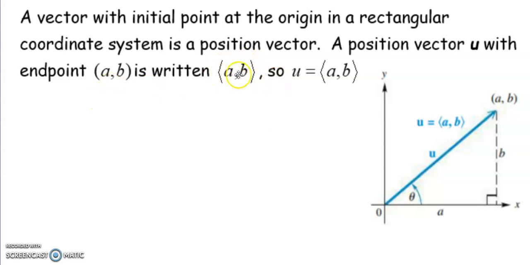Notice this isn't a typo. This is important. Parentheses mean points. These arrow-looking brackets let us know that ⟨a, b⟩ is a vector with the endpoint of that vector at (a, b) and the initial point at (0, 0). So we could say vector u, another way of calling this vector u is calling it vector ⟨a, b⟩. Okay, so we're letting us know that vector u is the vector that ends at that point.